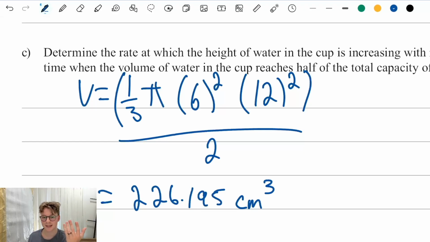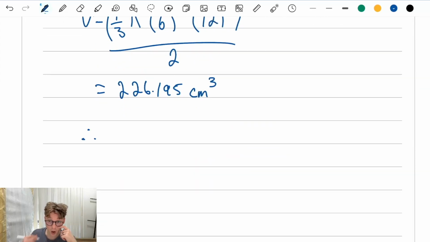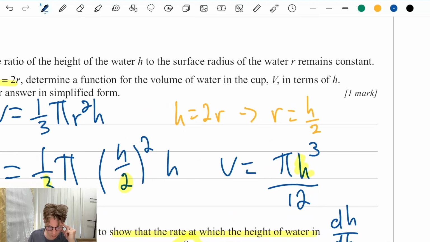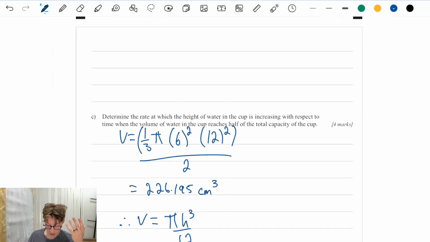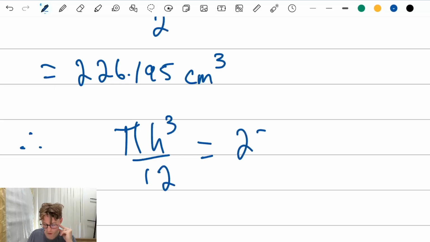Once I've got half the total capacity of the cone, determine the rate at which the height of water is increasing with respect to time. So I can now use this equation here where I say, therefore, the volume at half my capacity is going to become pi h cubed over 12. The reason why I'm using this pi h cubed over 12 expression is because, if I have two unknowns, it's very difficult, but I have an expression with just one variable. I know my answer for what that volume is going to be: 226.195. I can now solve for h.